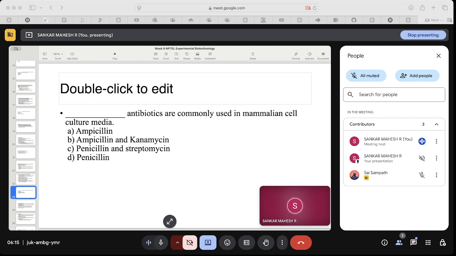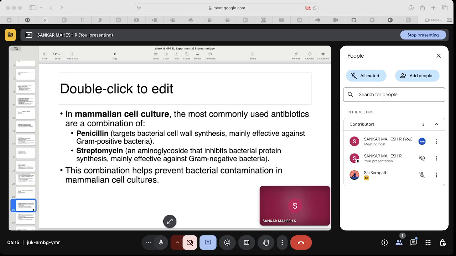But is there any specific reason why penicillin and streptomycin are used in mammalian cell culture? No idea, sir. Okay, so like you mentioned, penicillin targets the bacterial cell wall, and it targets gram-positive bacteria. Streptomycin, like you mentioned, inhibits protein synthesis and is effective against gram-negative bacteria.